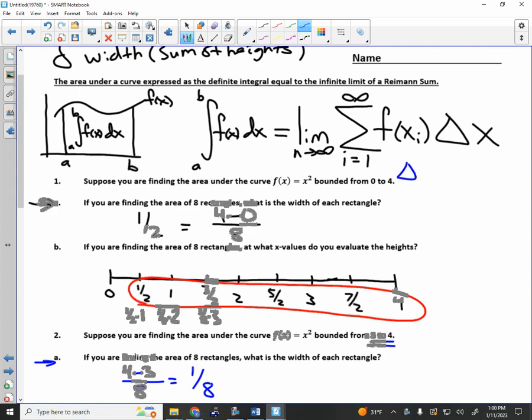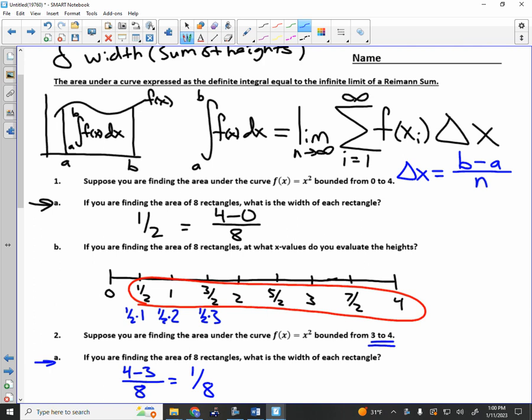Delta x is the width. And what did you do to calculate the width? You did b minus a divided by n. You took the last part of the interval minus the first part of the interval, and you divided by the number of rectangles. That's how you calculate the width of each rectangle. That should seem pretty clear to everybody, yes?